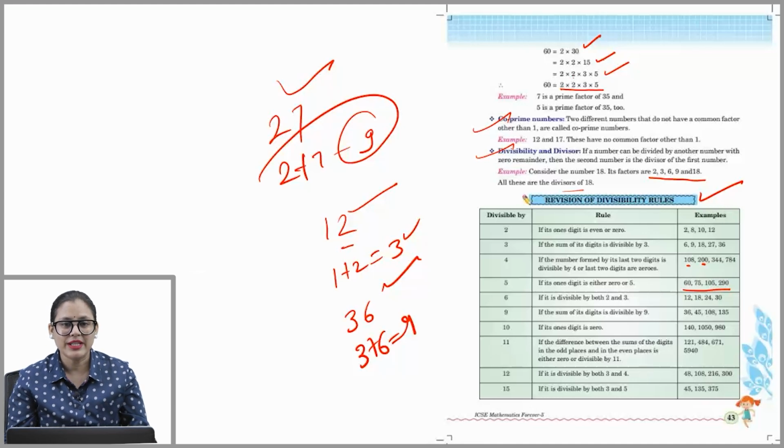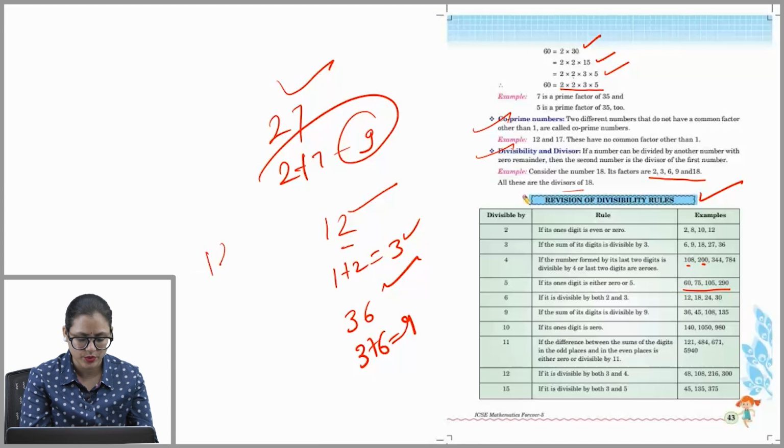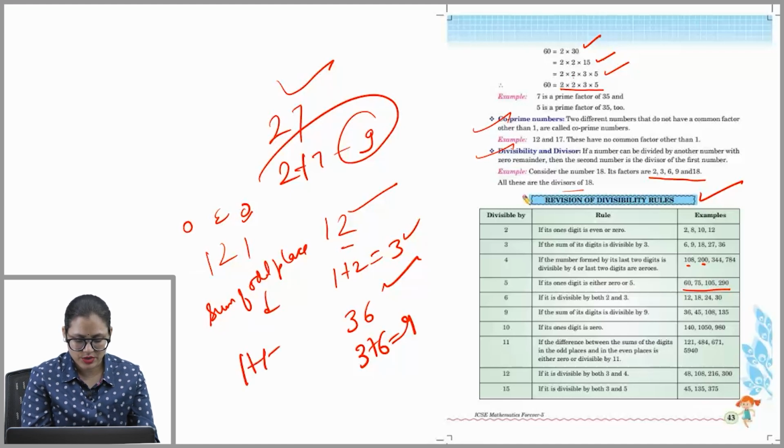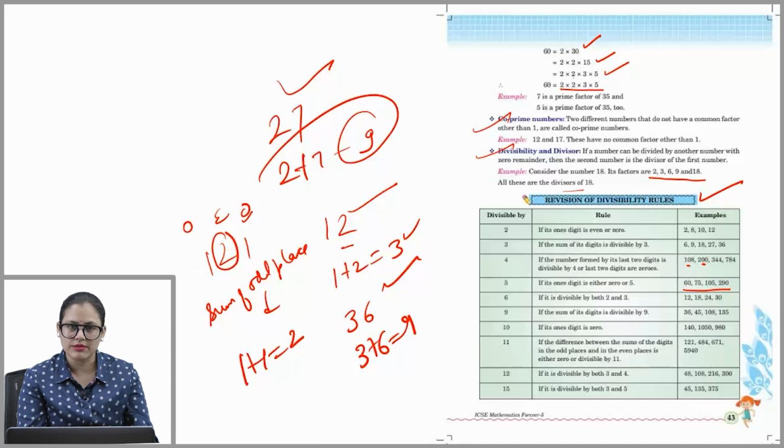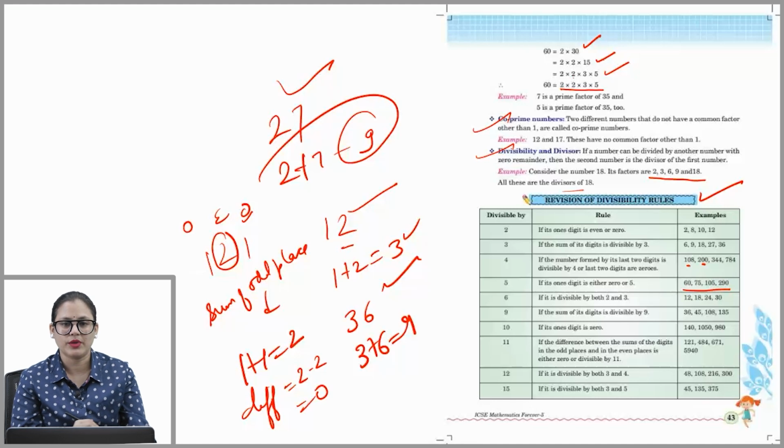Okay. Number 11: if the difference between the sums of the digits in the odd places and in the even places is either 0 or divisible by 11. Okay. For example, 1, 2, 1. This is first place, odd place, even place, odd place. So, what is the sum of the odd places? 1 plus 1, that is 2, and at the even place there is 2. So, the difference between them is 2 minus 2, that is 0. Okay. 12: if it is divisible by both 3 and 4, and 15: if it is divisible by both 3 and 5. Okay.